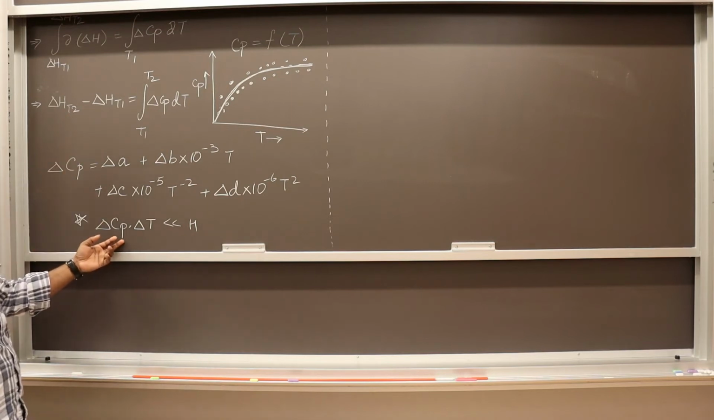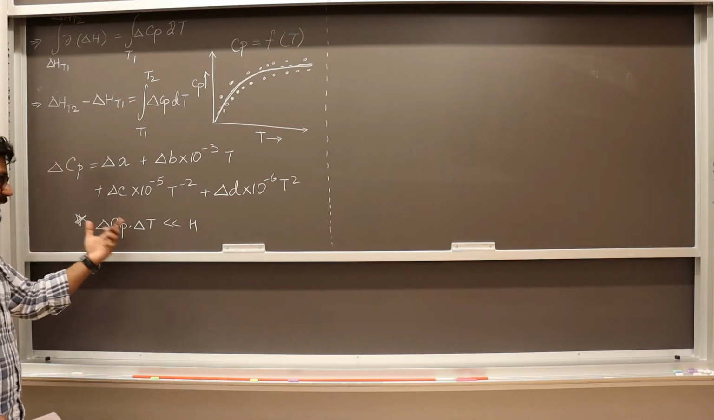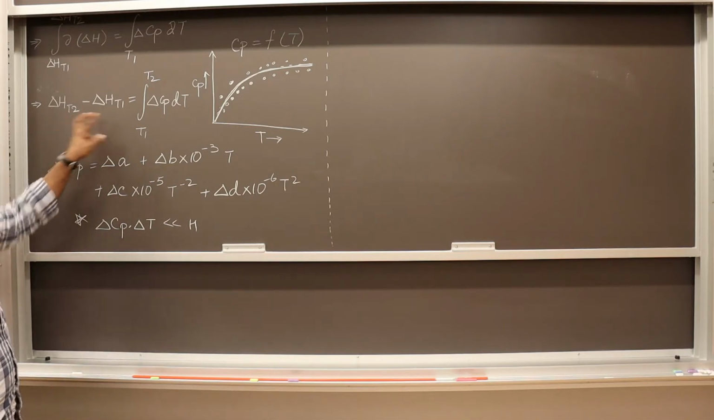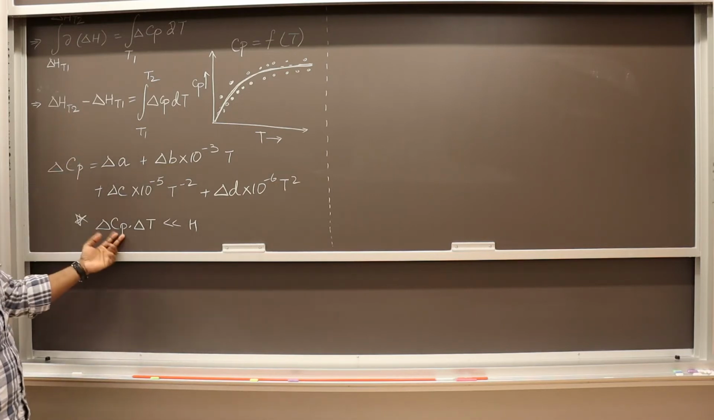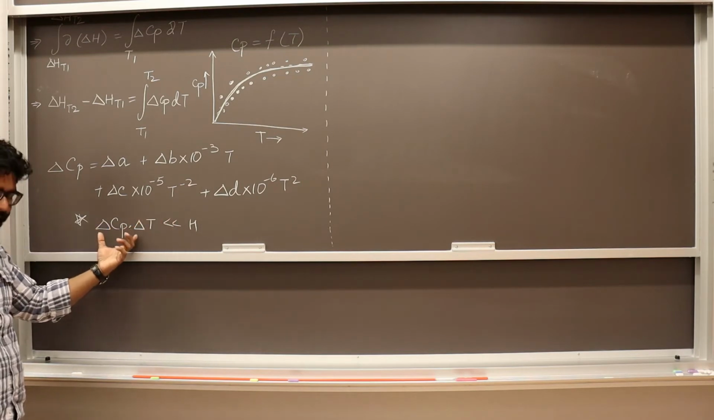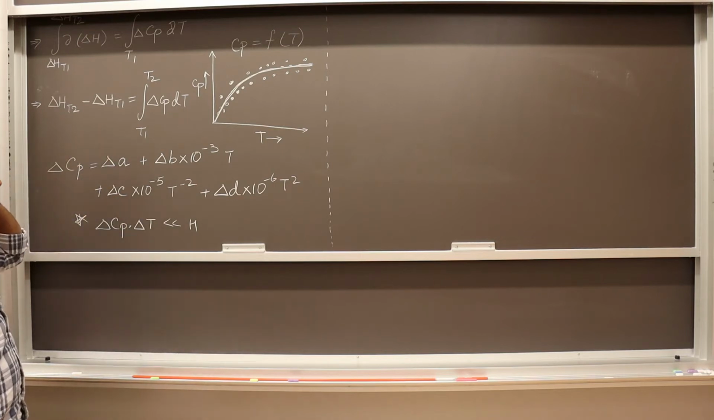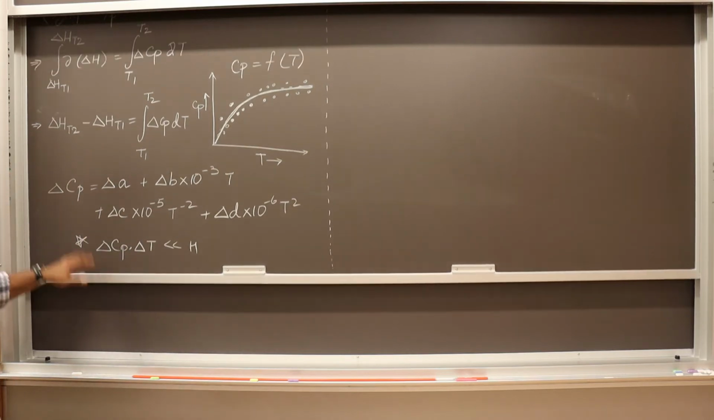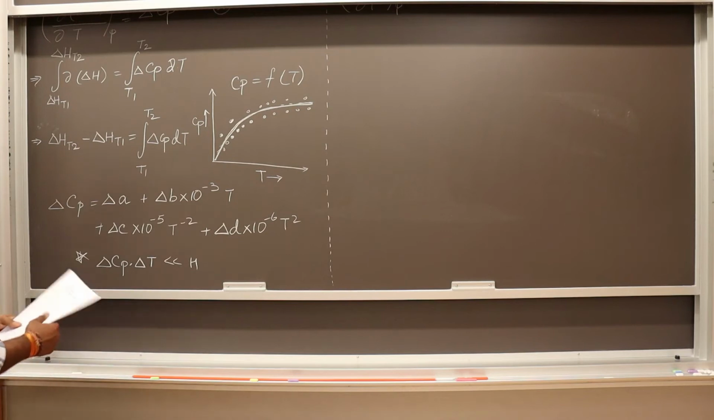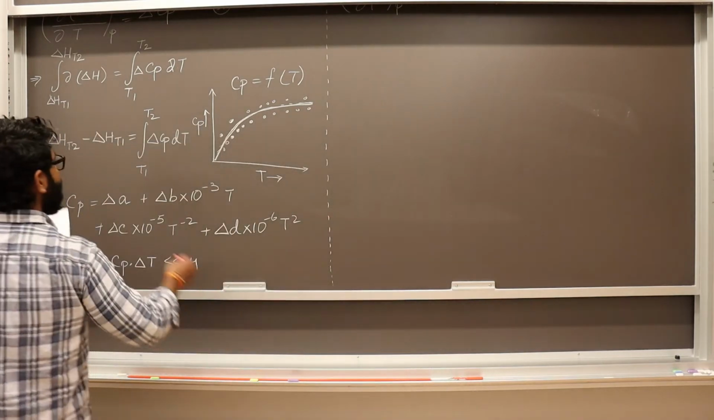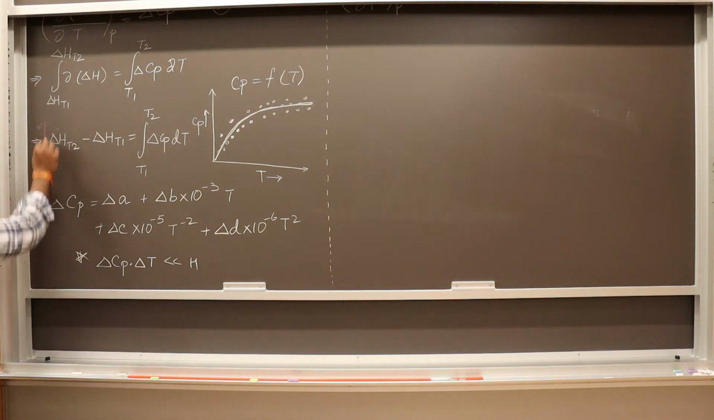But if this is a large value for the range of temperatures that you are looking at, and if it is a small range in temperatures and this is not a big contribution, really small compared to the H, then you can simplify this equation, right? But if not, you'll have to go through the whole process to calculate this. So this equation is important.